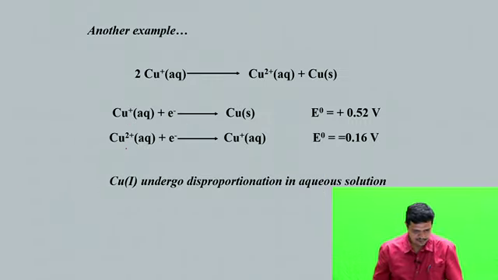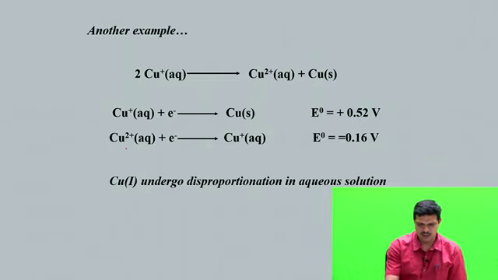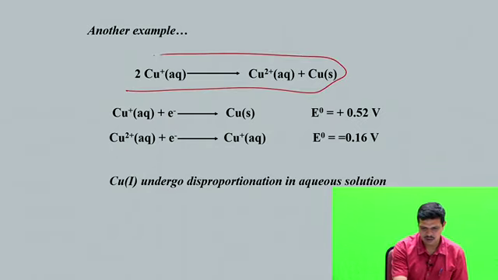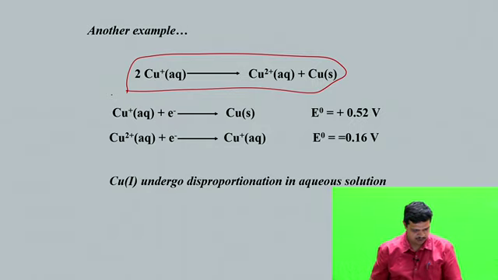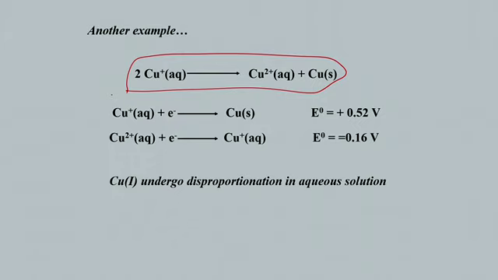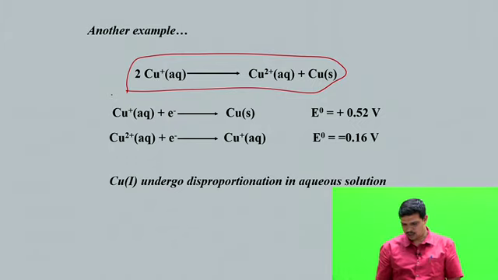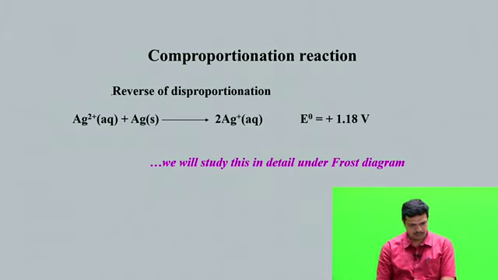Okay. So, there are a lot of examples. This is another example. Okay, this Cu+ is not stable in aqueous solution, it spontaneously forms Cu2+ and elemental copper. This is the reverse reaction, that is the comproportionation reaction.